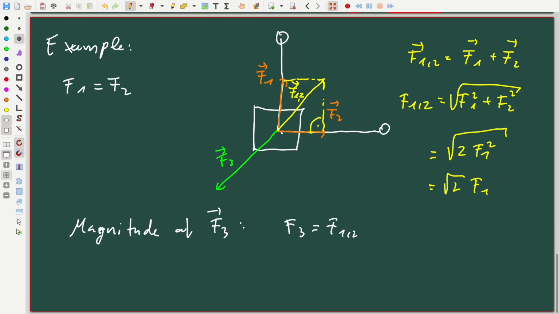If we want to really write down the vector, we can do the same and use trigonometric functions to do that. But in this case, we only want to calculate the magnitude, and this has to be identical to this vector F12. If we have two forces and we know the angle between them, then we can use the law of cosines to calculate the magnitude.